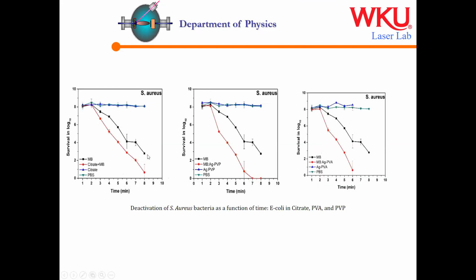So we did a similar experiment with gram positive as well. Again, you can see that whenever we use methylene blue and the silver, we forgot to put silver here, it is more effective than methylene blue or the silver alone.